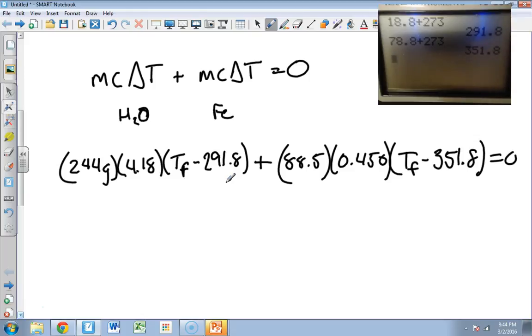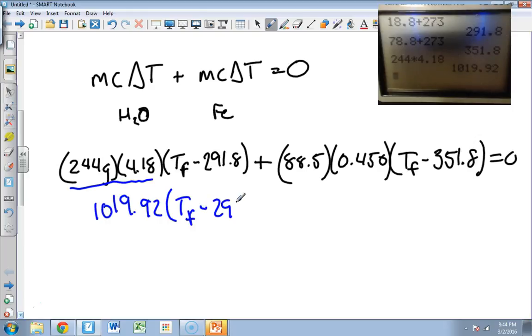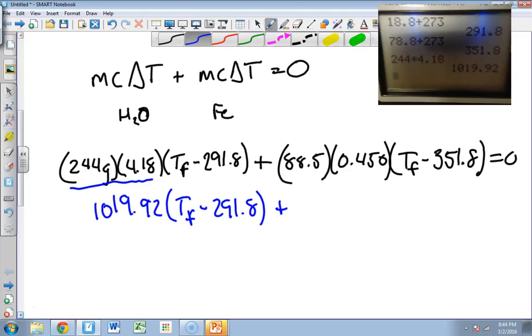Some algebra stuff. Okay, so what I'm going to do is do this piecewise here. 244 times 4.18 equals 1019.92. And then we haven't done anything here, so that's going to be TF minus 291.8. And all of this is plus, and now I'm going to change colors.